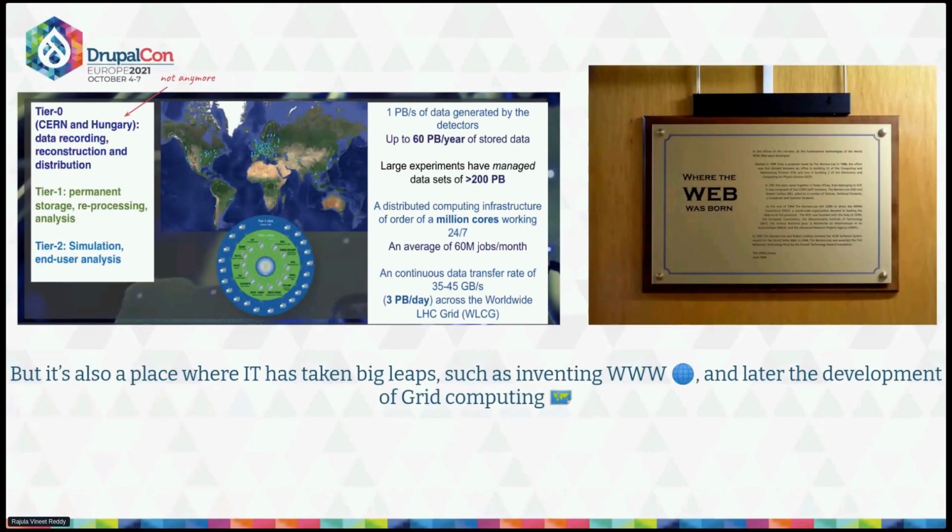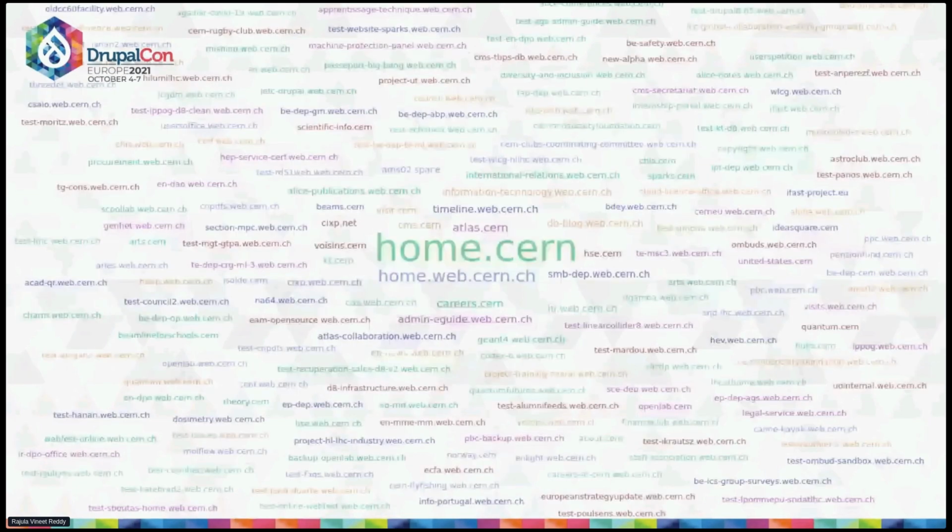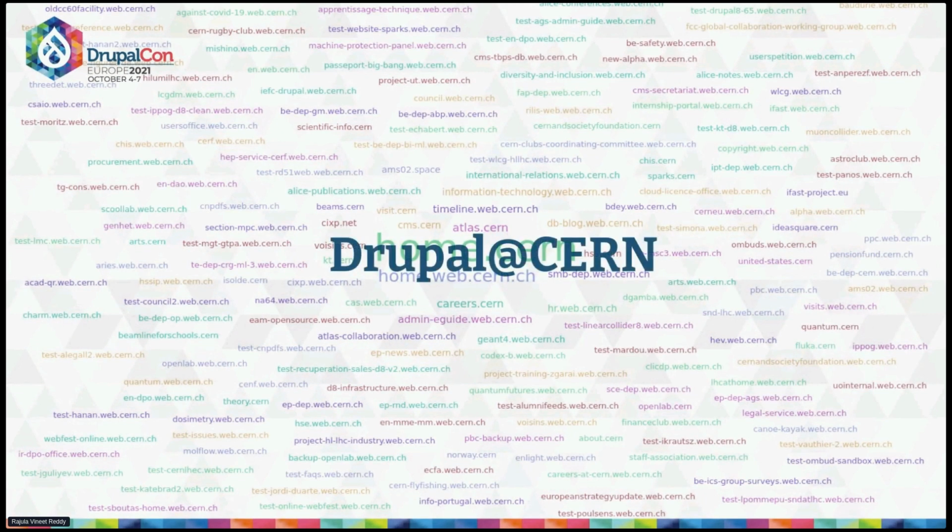So what has Drupal got to do with CERN? So we are on 1,000+ websites running on Drupal. So we'll start with the Drupal use case at CERN.